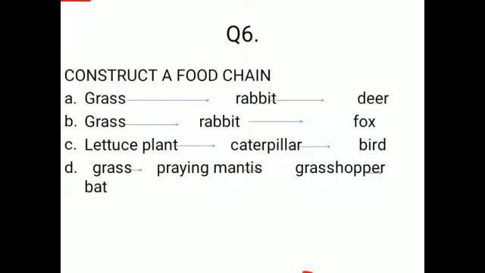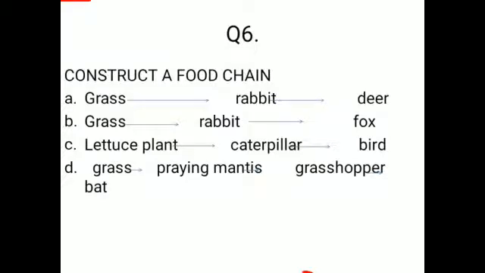The last question is making and constructing a food chain. Like I have solved this question for you. You see, a deer eats a rabbit and rabbit eats grass. B. A fox eats rabbit and rabbit eats grass. C. A lettuce plant is eaten by a caterpillar and a caterpillar is eaten by a bird in turn. And the D, last food chain, the grass is being eaten by praying mantis and praying mantis is being eaten by grasshopper and grasshoppers are eaten by bat.